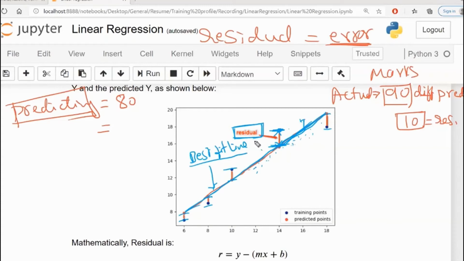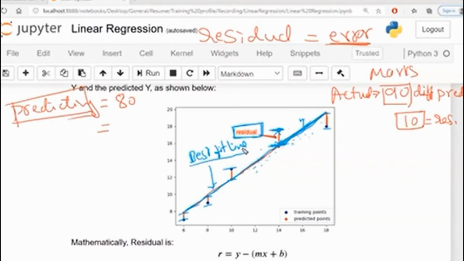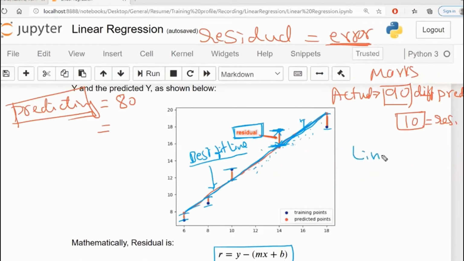Sometimes we call it a cost function or error function, depending upon the algorithm you are using. In deep learning and other areas we call it a cost function, and we use different terms. But in linear regression, we call it a residual. If I want to write this residual, how do I find it in terms of a formula? Here you can see the residual formula.